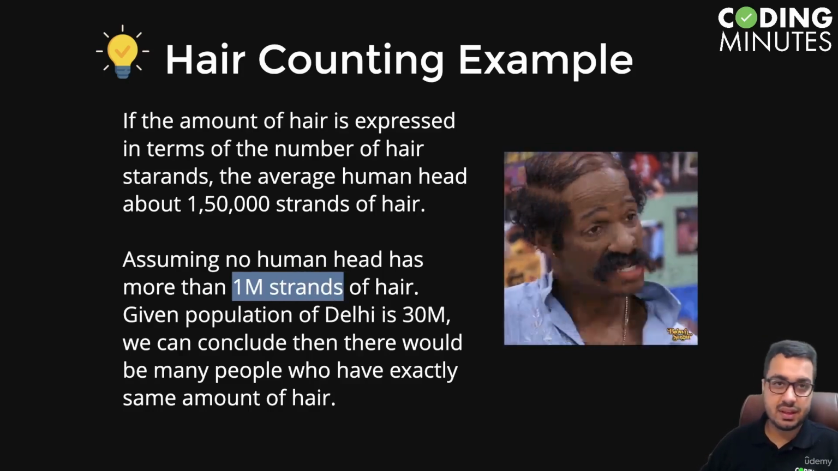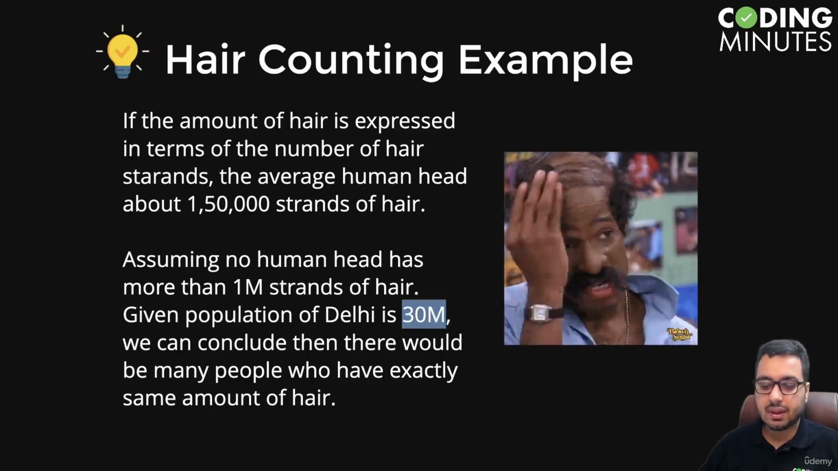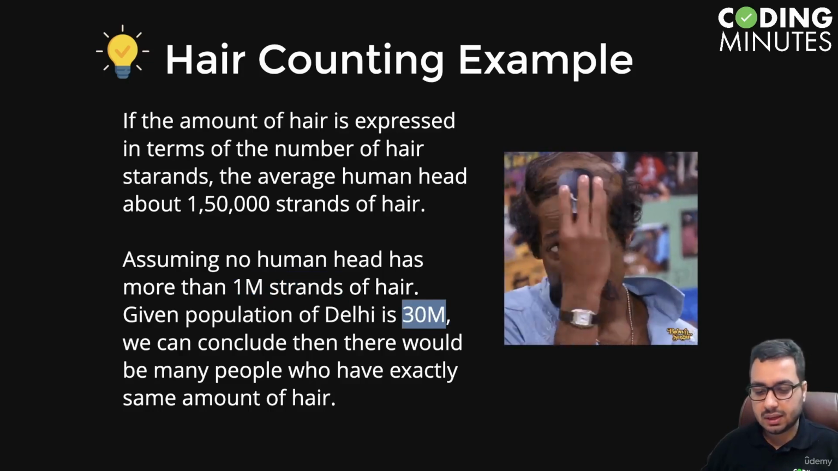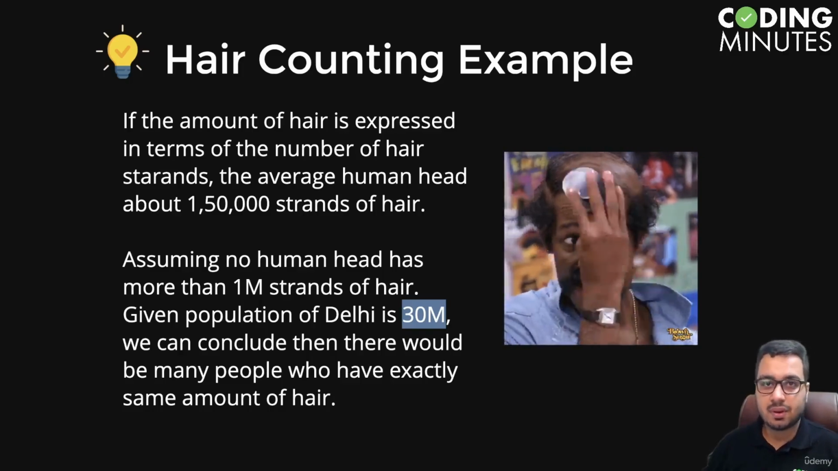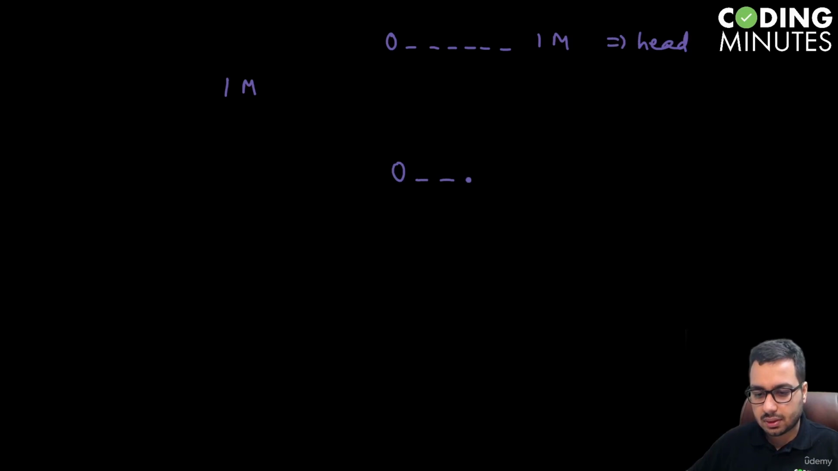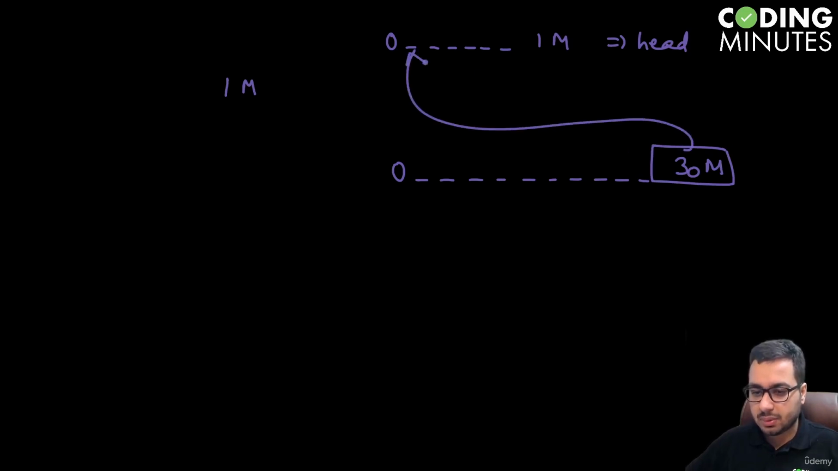Given the population of a city is, let's say, 30 million, then definitely we can conclude that there would be many people who would have exactly the same number of hair on their head. Very simple: anyone can have hair in the range 0 to 1 million on their head. But there are 30 million people in the city, so each of these 30 million people needs to be clubbed into these buckets.